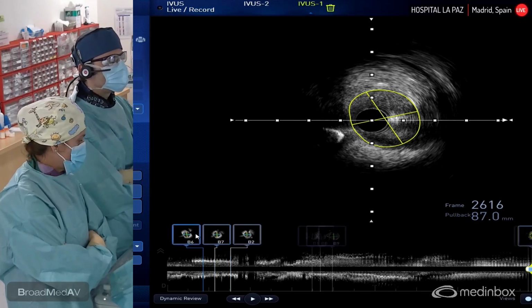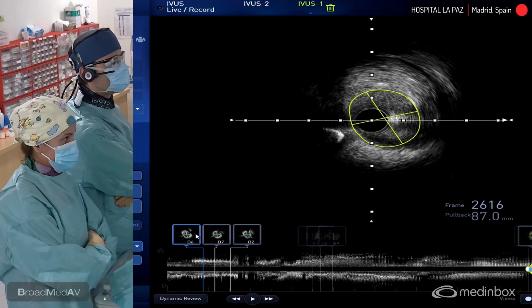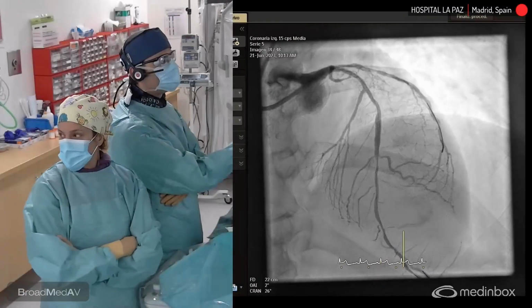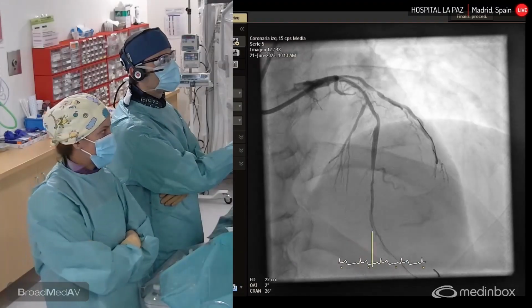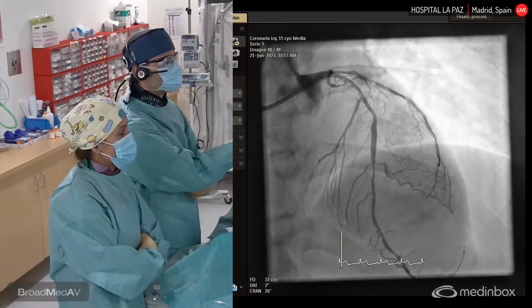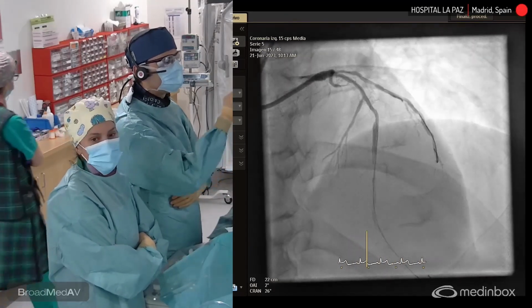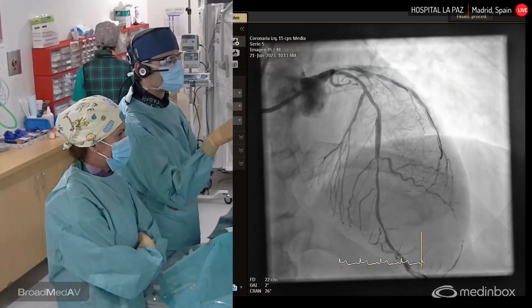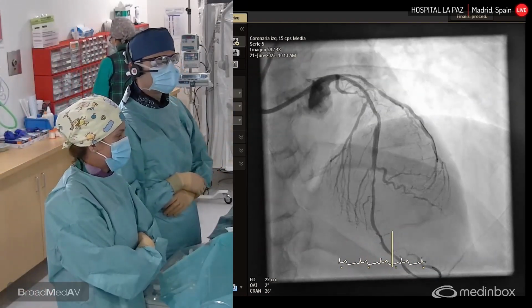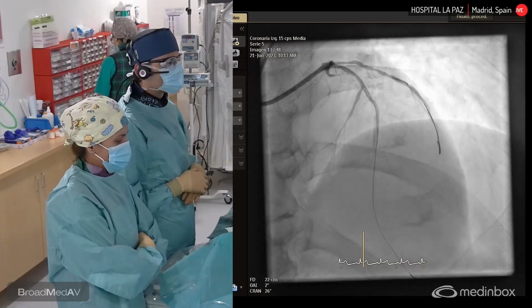So we have decided to treat the critical lesion at the mid part and be conservative at the proximal part, because if we treat it, which could be done, we probably need to treat also the left main, jailing the circ and the intermedius branch. And probably it is not needed today.